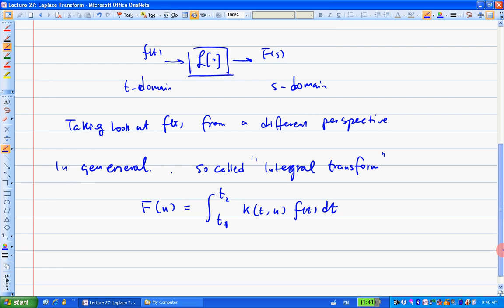If you look at this, here's your original function f of t. Then you multiply by another function in here, and then integrate from t1 to t2 with respect to t, and then you get a new function of u. So basically this is a transform from t to u, and it is an integral transform because of the integral right here. This k of t, u, we call the kernel function.